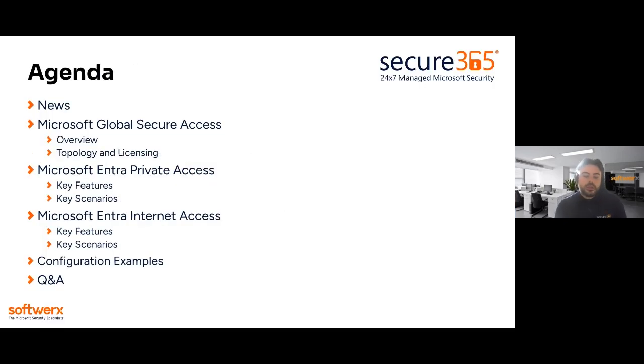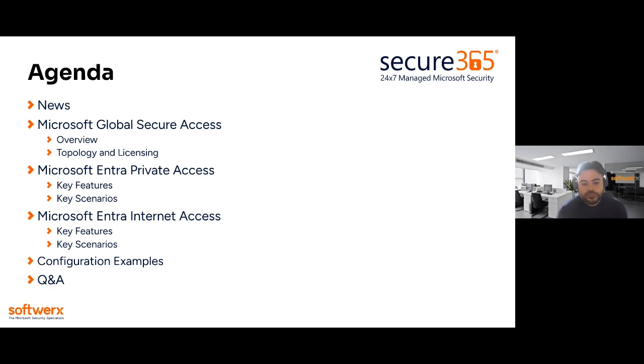So today's agenda, we'll run through a little bit of the news, a couple of bits around Global Secure Access and the releases within the product at the moment, and a couple of bits around licensing as well, a bit of housekeeping. We'll run through Microsoft's Global Secure Access in terms of the overview of the product, the topology of the networking, and also the licensing models that they've got currently available.